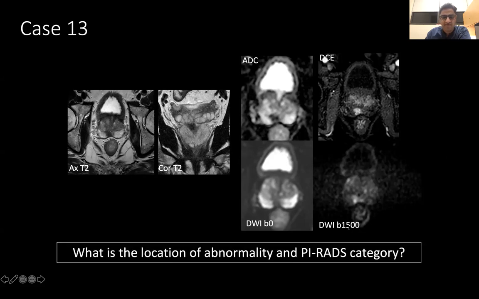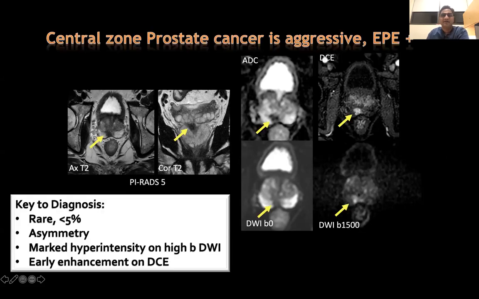And it's important to recognize this. And this is a central zone prostate cancer. They're rare. And because we don't have any capsule at that level, when they start growing, they're directly causing extraprostatic extensions and seminal vesicle invasion. So asymmetry is the key, and marked abnormalities on functional sequences like DWI and enhancement is the key as well.